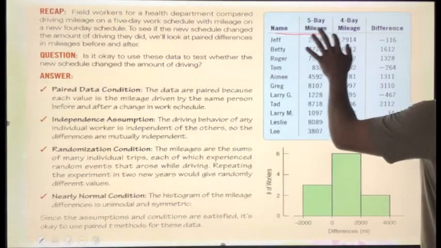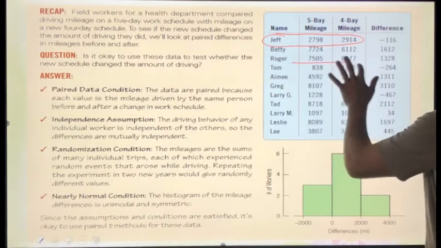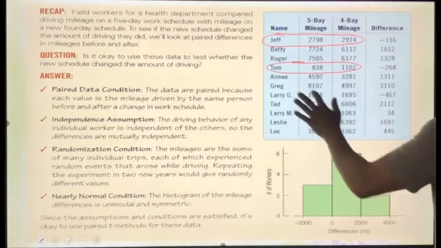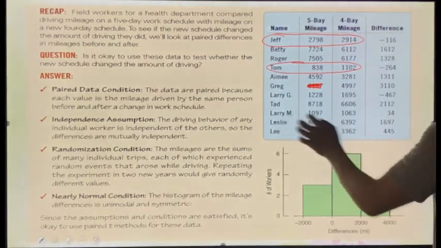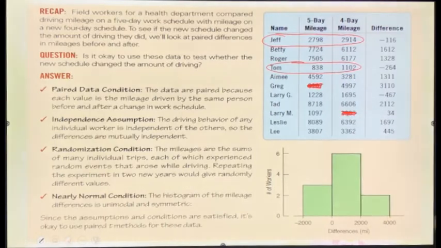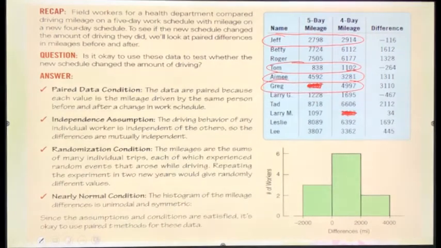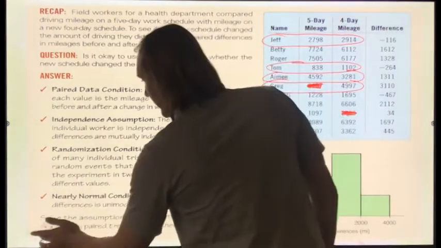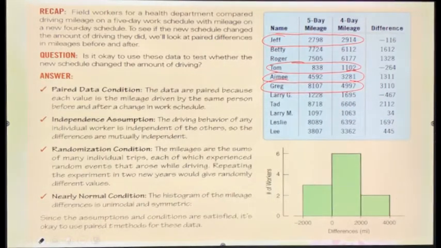So, notice how Jeff did both the 5-day and the 4-day. Tom did the 5-day and the 4-day. You don't see any gaps. Let's say Greg just did the 4-day, or Larry only did the 5-day. That wouldn't be paired data. Paired data looks like this, where they are all together. So I'll need to erase that. This is what paired data looks like.